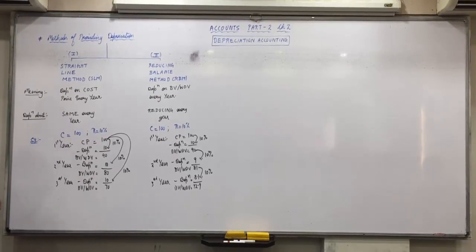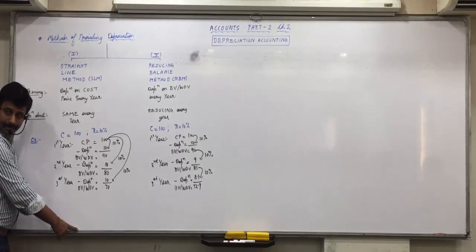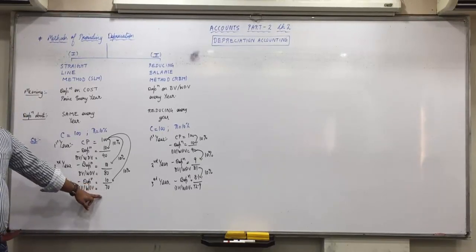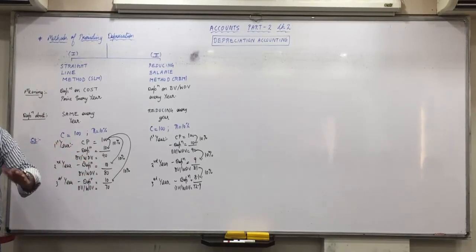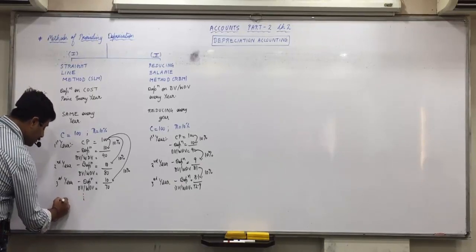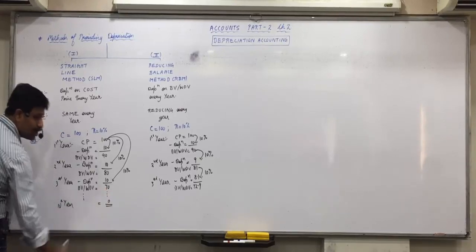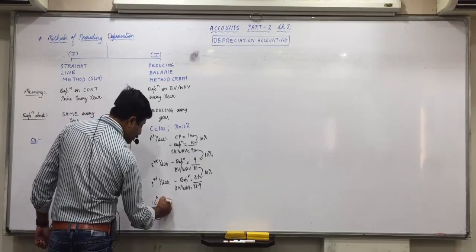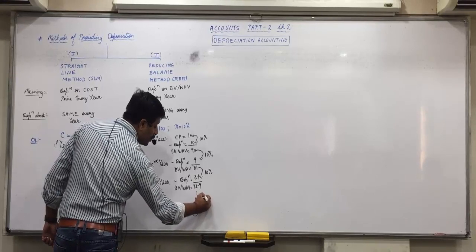Now tell me, after 10 years what will happen? 0. 70. Next year again 10, so 60, 50, 40, 30, 20, 10, 0. So after 10 years, at the end of 10th year, the value will become 0. Okay. Here, will it become 0 at the end of 10th year? No. It will not become 0.